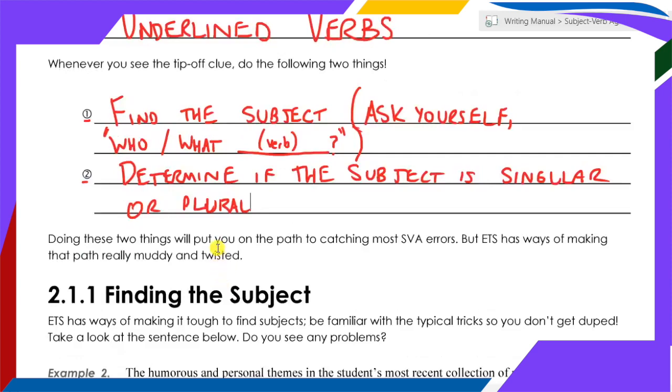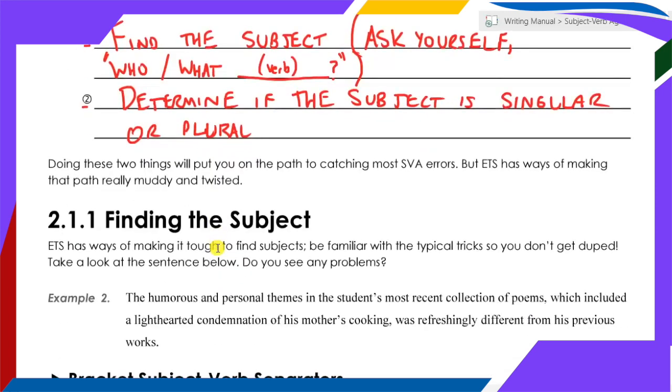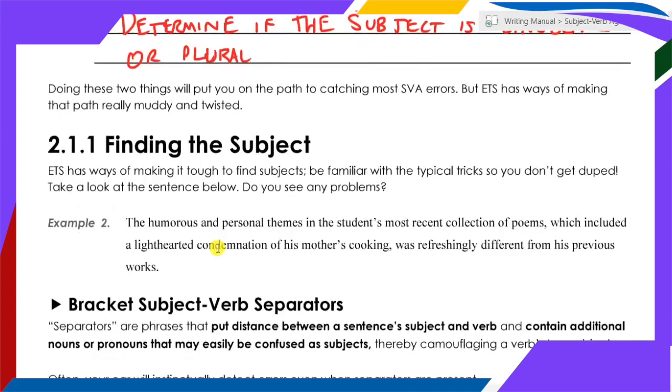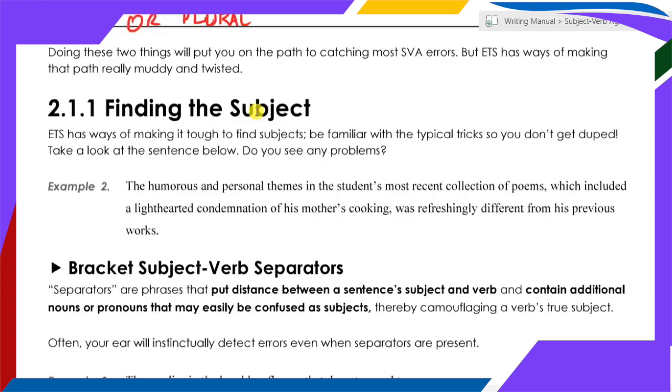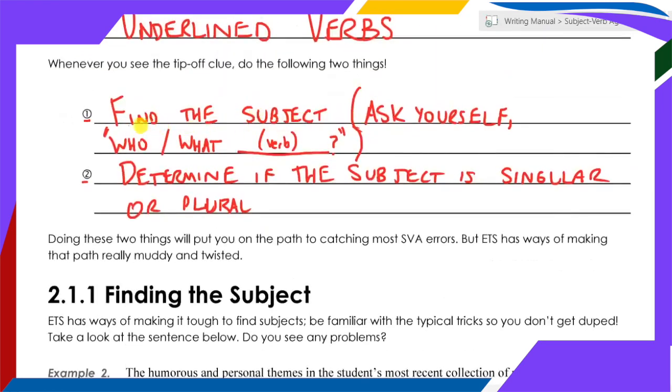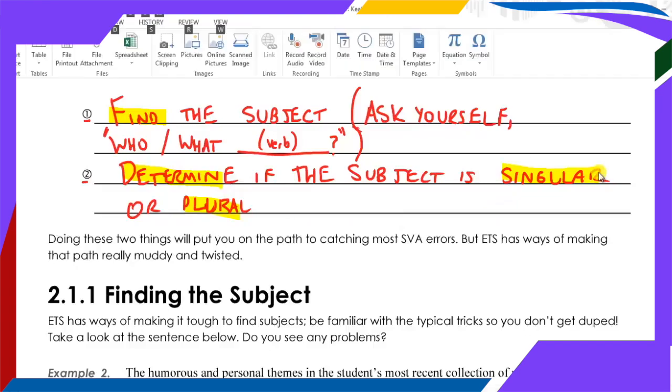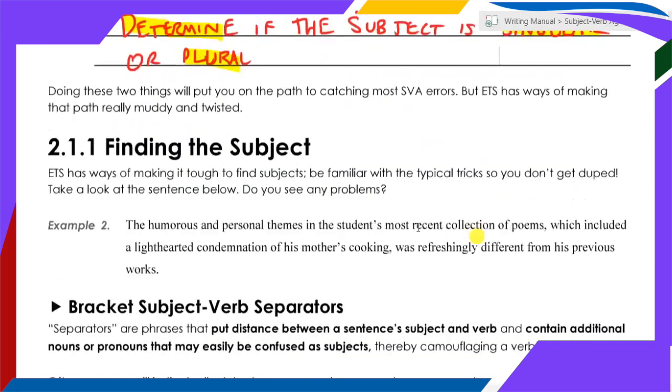Unfortunately, the test writers have ways of making those two seemingly simple things much more difficult. So we need to talk about a bunch of different aspects and variations of subject-verb agreement, one of which deals with finding the subject. So again, our two goals were finding the subject, and then determining if it is singular or plural. So the first thing we need to go into a little bit more detail on is finding the subject.